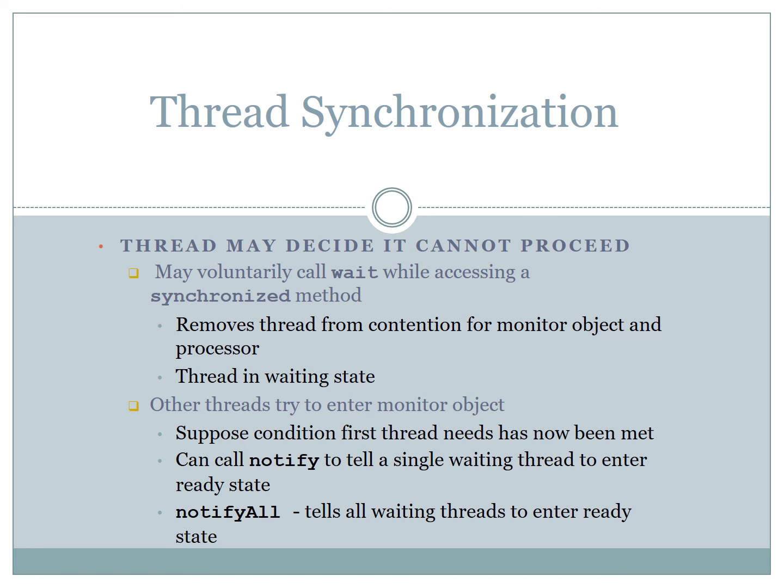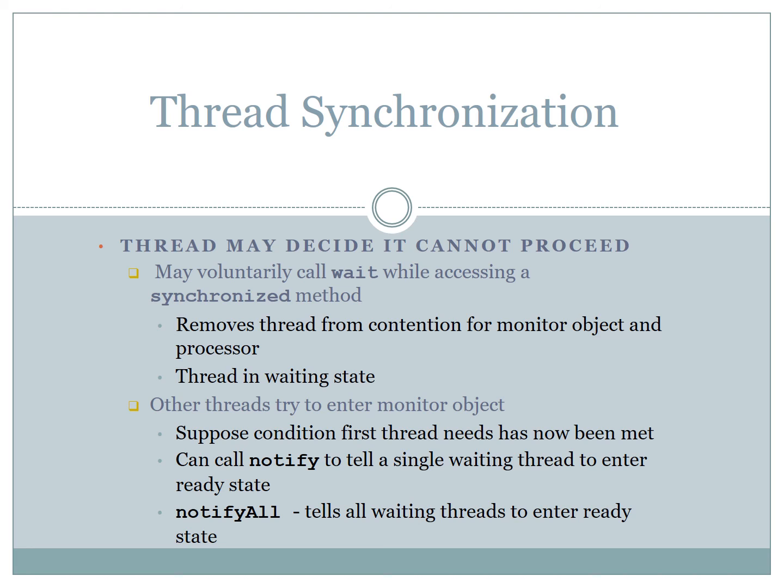A thread may decide it cannot proceed. It may voluntarily or automatically call wait while accessing a synchronized method. It removes the thread from contention for the monitored object and processor. So the first thread's synchronization call is always going to enter the wait condition. So the thread is in a waiting state.